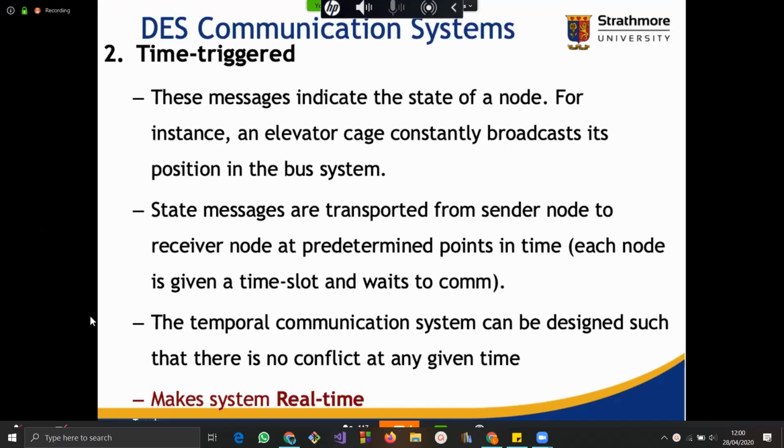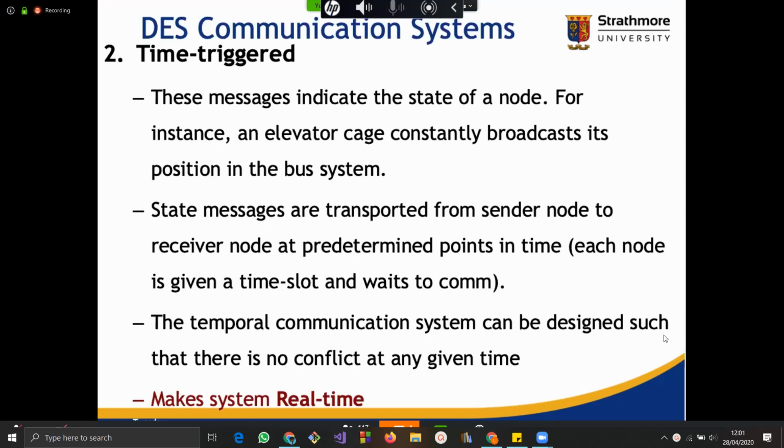So only one node is communicating. This can be known as a real-time distributed embedded system, where each node is given a time slot. For the reactive one, you realize that it's possible for messages to collide. One node can send a message at the same time as another node, and then they meet. When they collide, it means messages are lost.